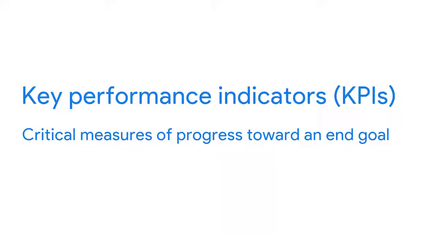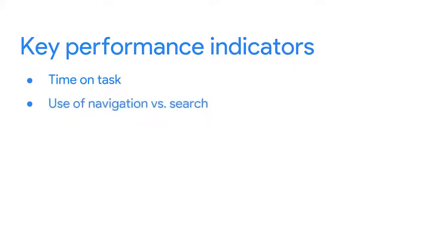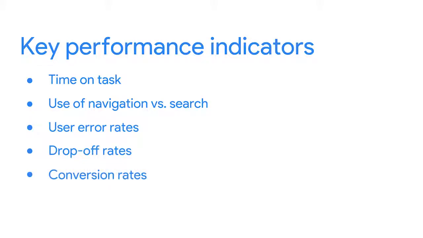These are critical measures of progress toward an end goal. In this video, we'll check out 6 KPIs that can be useful in UX research studies: time on task, use of navigation versus search, user error rates, drop-off rates, conversion rates, and system usability scale, or SUS. You ready? Let's dig in. First up, time on task.